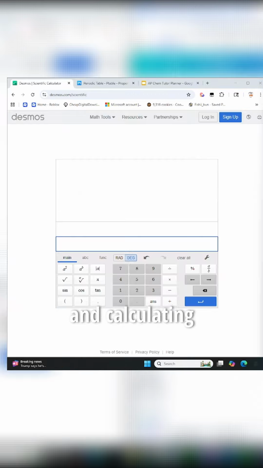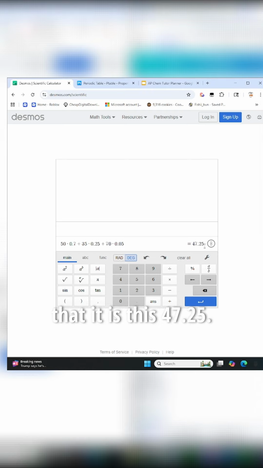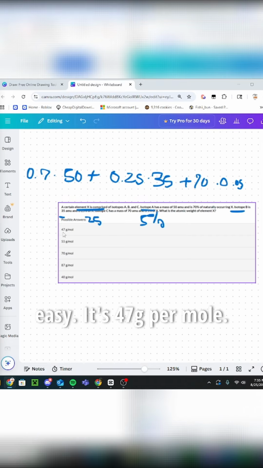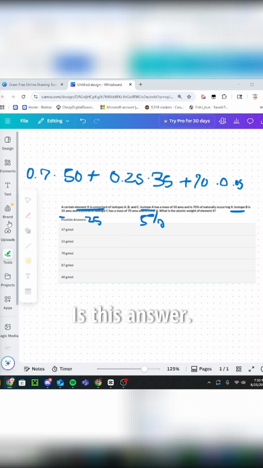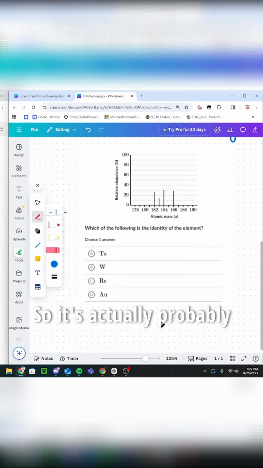And calculating that, it is 47.25. So this problem is pretty easy. It's 47 grams per mole. It is this answer. So there are actually 2 problems that you'll see.